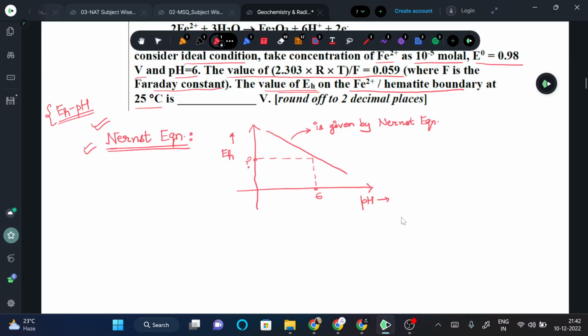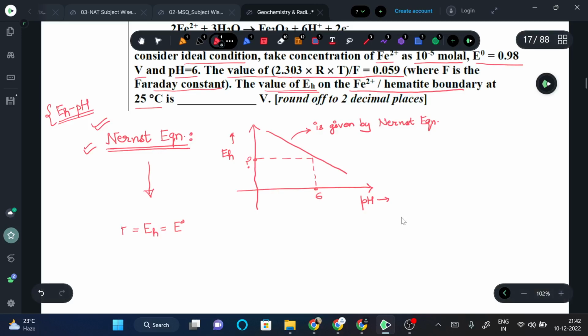So the general Nernst equation that we have is EH is equal to E naught, or here you can write only E, that is nothing but EH. EH is equal to E naught plus 2.303 RT by nF log base 10 Q. Okay, so this is the Nernst equation.